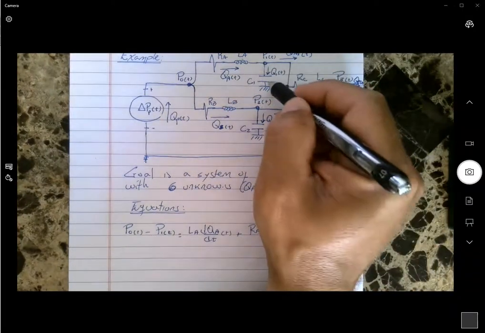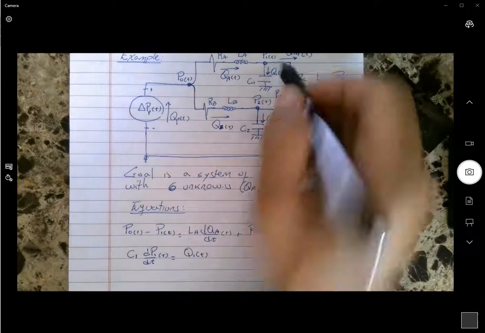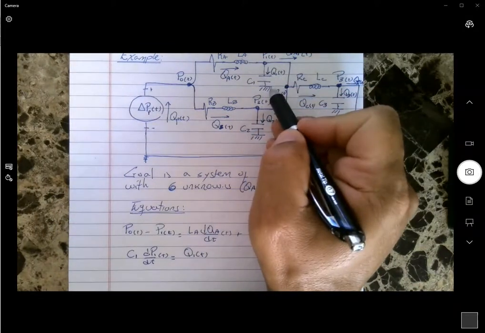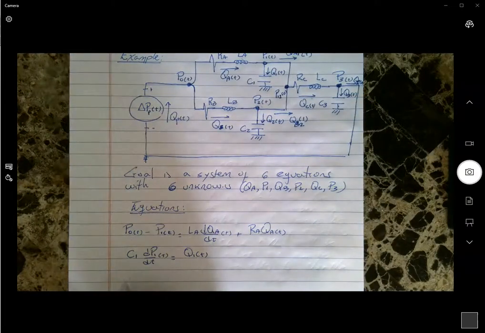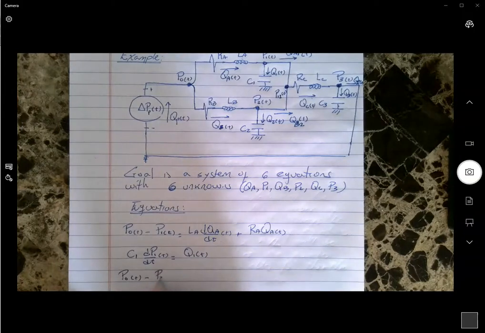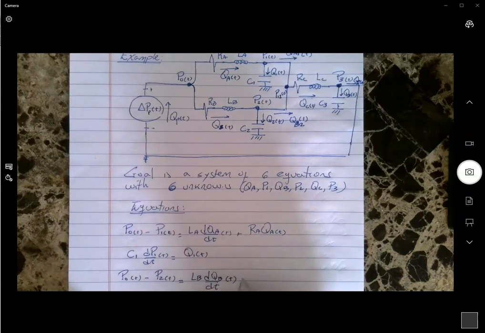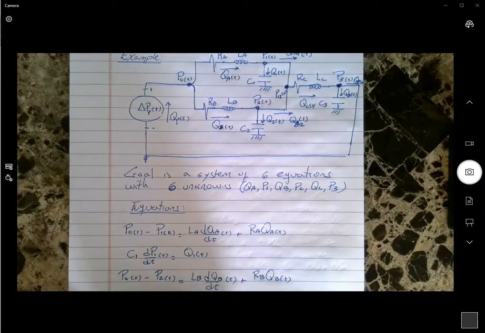At this particular capacitor, we have that C1 times dP1/dt should be equal to the flow going into or out of that capacitor. If the pressure is increasing, the flow will go into the capacitor. If the pressure starts decreasing with respect to time, then the flow will go out of the capacitor. So we can do the same on the lower branch between P0 and P2. So P0 minus P2 is equal to LB dQB/dt plus RB QB of T. And we can do the same at this node: C2 dP2/dt is equal to Q2.